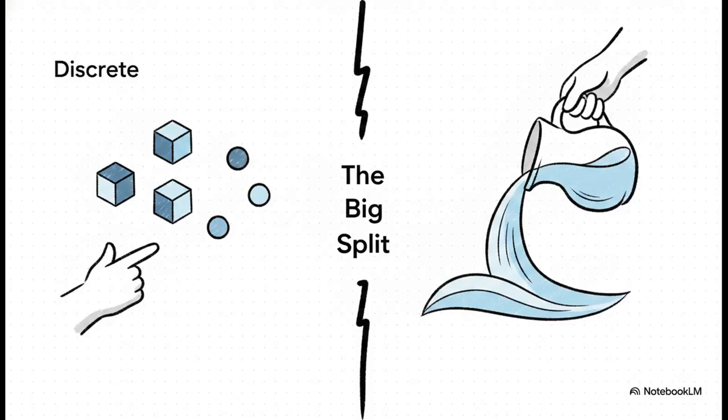So, the crucial point is understanding the big split in probability, discrete versus continuous variables. This distinction dictates exactly how we measure our random outcomes. Discrete variables are things that take on countable, very distinct values, kind of like the distinct sides of a coin. Continuous variables, on the flip side, take on an infinite number of possible values, meaning they are things we physically have to measure rather than just count.